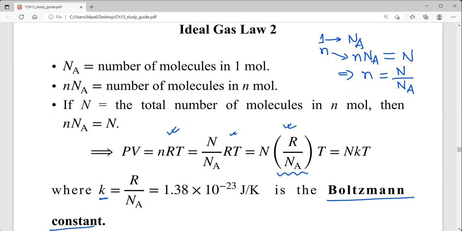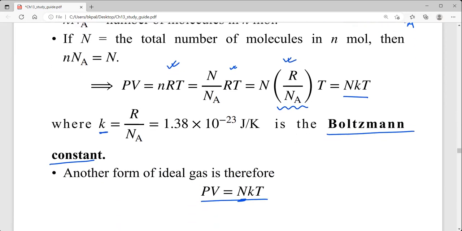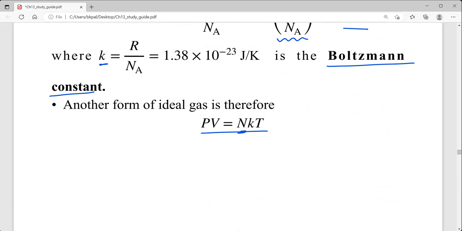So now if you replace this ratio by K, you see that PV equals N, capital N, times the Boltzmann constant times the absolute temperature. Sometimes this equation is also used to represent the ideal gas law. If you know the total number of molecules, then you will use this equation. If you know the number of moles, then you will use PV equals nRT. So depending on which you know, you can use either PV equals nRT or PV equals NkT.